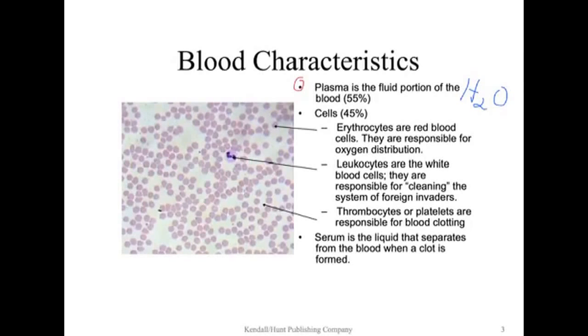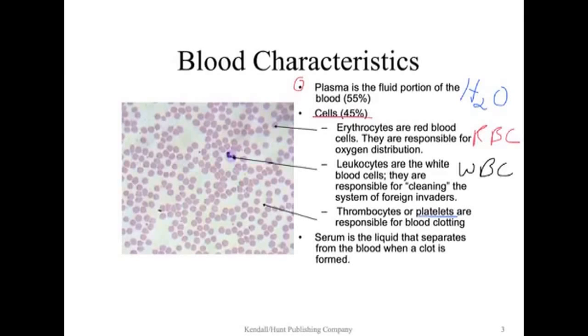And then there are different types of cells. There are 3 different types of cells we'll look at that make up the remaining portion. Erythrocytes, which are your red blood cells. You have the leukocytes, which are your white blood cells. And then you have your thrombocytes, which are your platelets. Each one has different jobs. Erythrocytes, or red blood cells, are responsible for moving oxygen through the body, also bringing waste products like carbon dioxide.